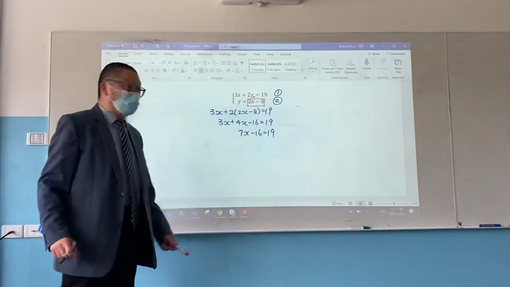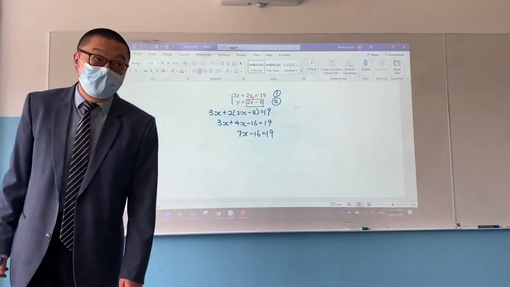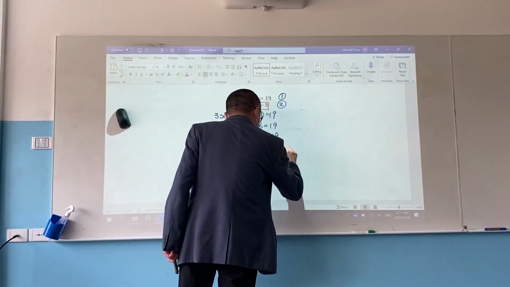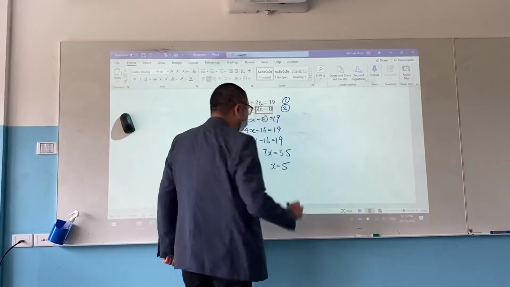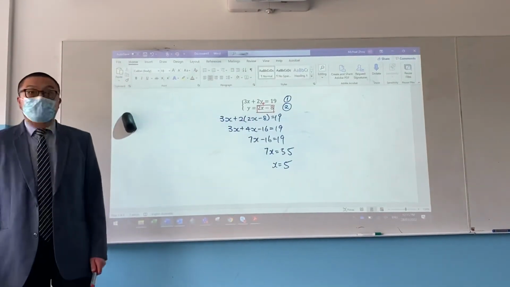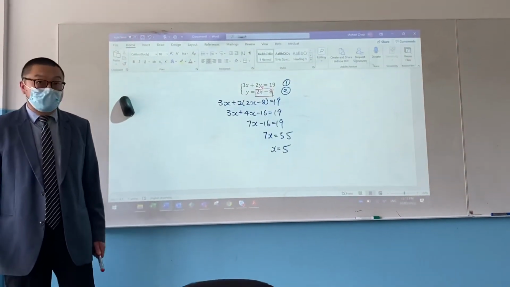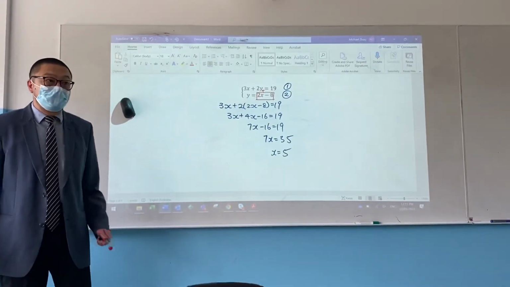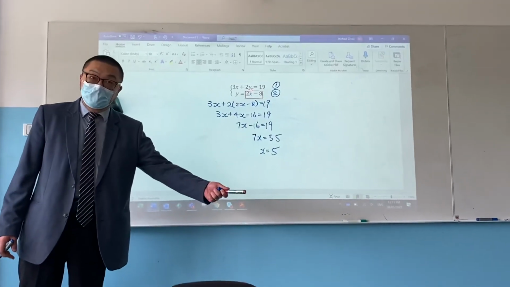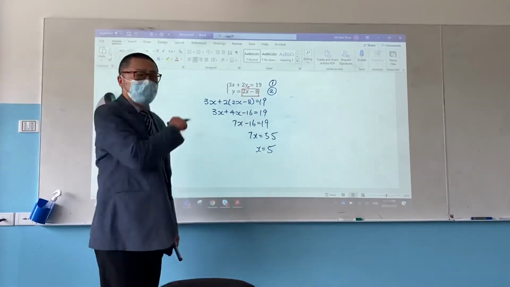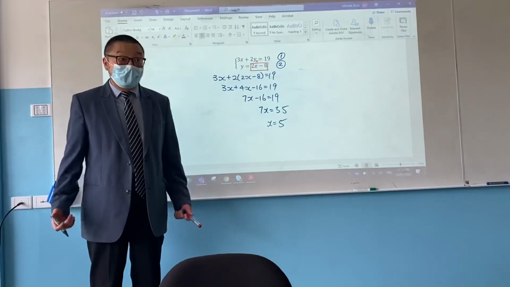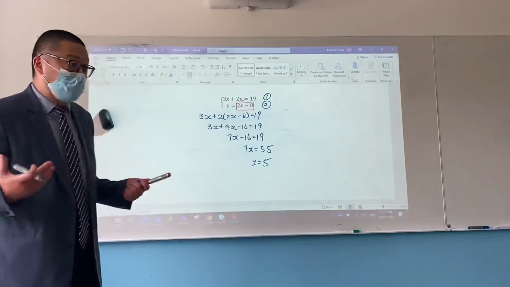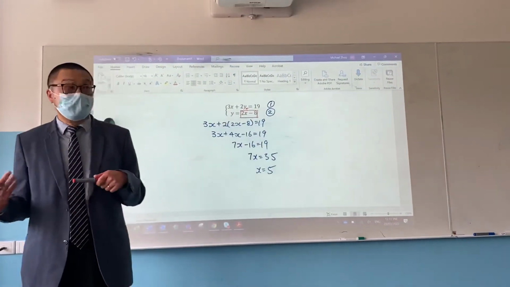Now, super simple question. What do I do with the minus 16? Plus to the right hand side. I found a value for x, right? Whatever the number is, in this case, it's 5. Then obviously we need to go back to find y. Same question. Do I use equation 1 or equation 2? Technically, it doesn't matter. You should always get the same solution.